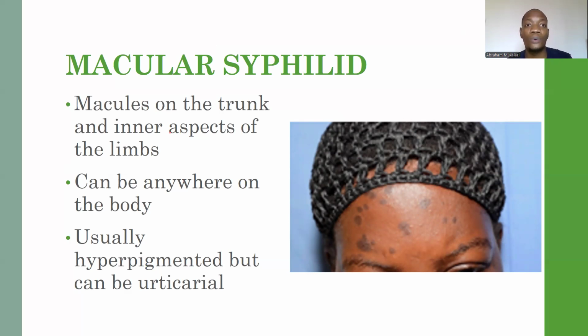So the first one, we call it the macular syphilis. So in this case, someone will present with macules, hyperpigmented macules on the skin. They can be on the inner aspects of the limbs, on the face, or anywhere on the body. But in this case, they will be hyperpigmented. But sometimes they can even be atrophic. So someone can either get macular or even atrophic syphilis.